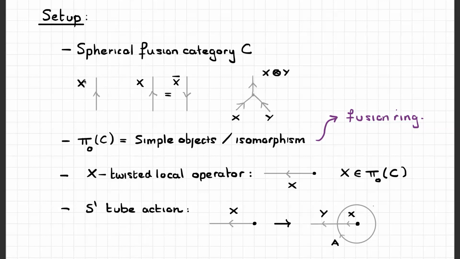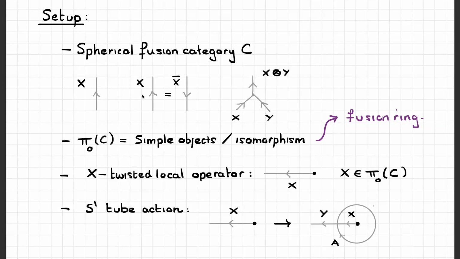And so just a bit of notation I'll use. I'll say pi0 of the fusion category. This is the thing that we would say is the isomorphism classes of simple objects, or simple objects modulo isomorphism. You can think about this as the fusion ring, if you like, of the fusion category.